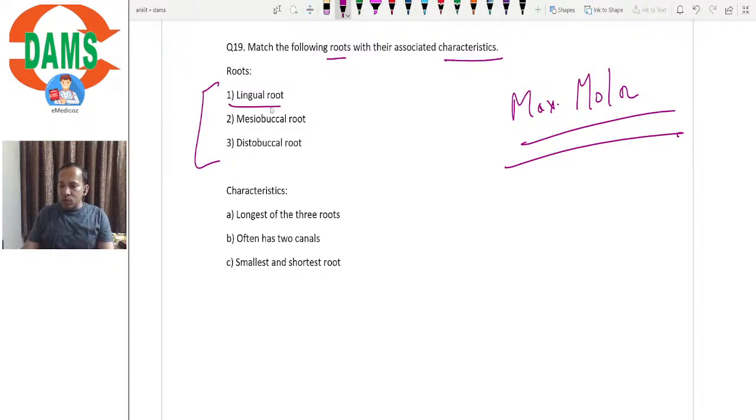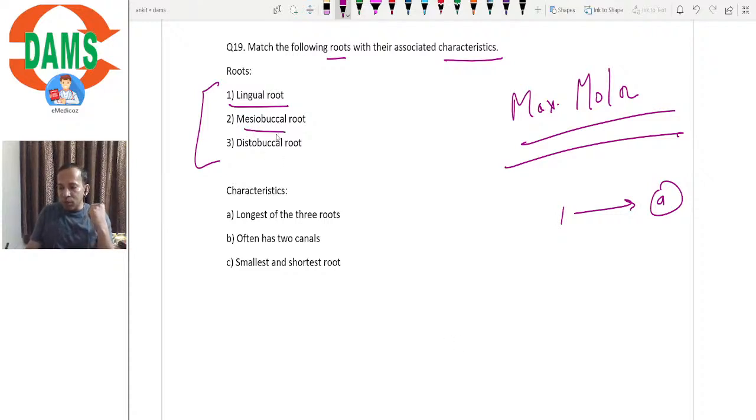तो lingual root का इनमें से कौन सा कैरेक्टरिस्टिक होगा? Let's check. Longest of the 3 roots, often has 2 canals, smallest and shortest root. तो lingual root का कौन सा हो गया कैरेक्टरिस्टिक? It is the longest of the 3 roots. It is the longest and largest of the 3 roots, isn't it?